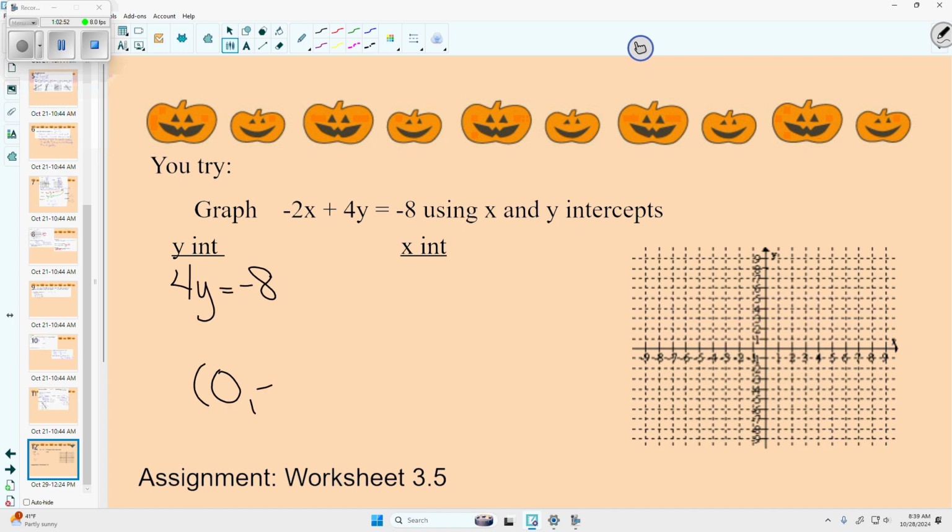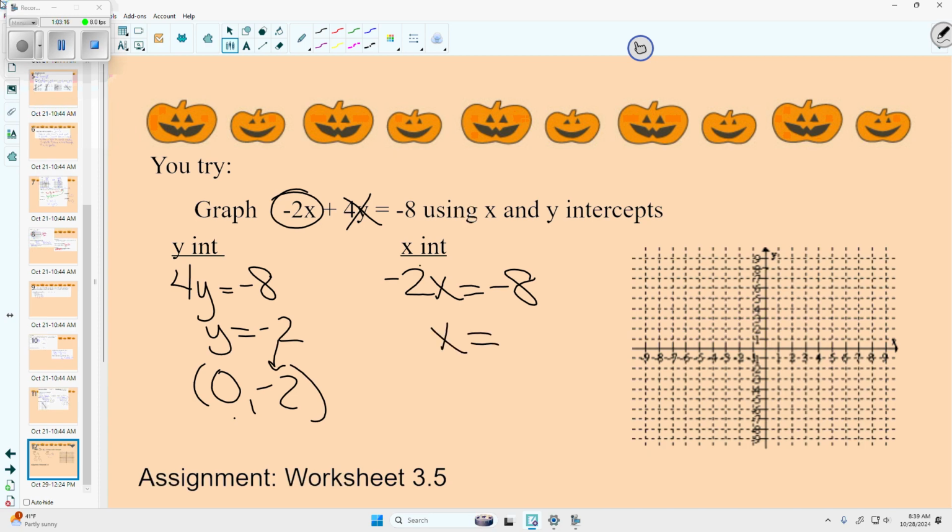0, -2. One of the questions that came up is, is the order of those points important? Yes. You got a y of -2, it's got to go in the y spot. You put 0 in for x, that's got to go in the x spot. When I'm over here, I have -2x is going to equal -8 because we zeroed out the y. So you get x equals 4. So what do I write for a point there? 4, 0. Important because that tells me where to graph that point. When I have 0, -2, and 4, 0, you get the line going this direction.